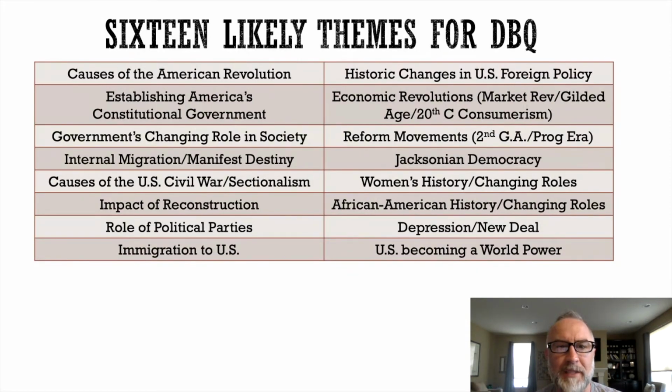So: establishing the constitutional government, government's changing role in society, looking at how populations moved within North America, causes of the U.S. Civil War, impact of Reconstruction, the role of political parties, immigration to the U.S., historical changes in U.S. foreign policy, economic revolutions like the market revolution, the Gilded Age, or 20th century consumerism, reform movements like the Second Great Awakening or the Progressive Era, Jacksonian democracy, women's history, African American history, the Depression New Deal era, or the U.S. becoming a world power as a result of the world wars.